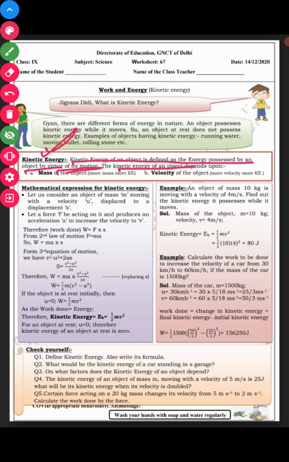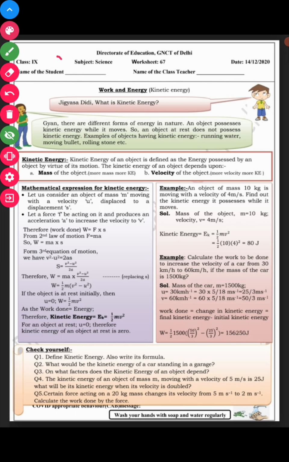Kinetic energy of an object depends upon two factors. First is mass: if the object has more mass, then there is more kinetic energy. Second is velocity: if the object has more velocity, then there is more kinetic energy. Now coming to the mathematical expression for kinetic energy. Let us consider an object of mass m moving with a velocity u, displaced by a displacement s.